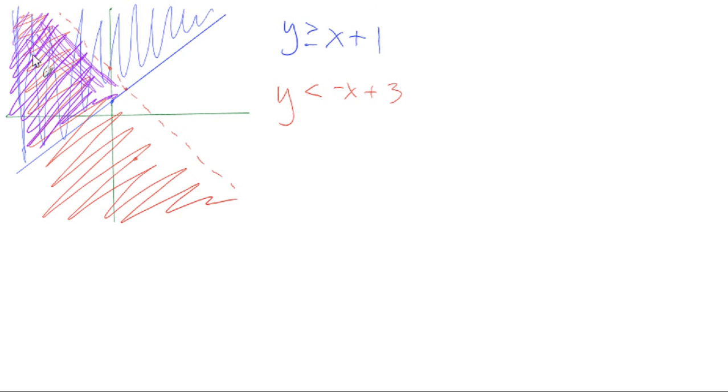So there you go. The solution to a system of inequalities is a graph, and it's just showing the overlap of the two solutions. Okay? And if there are 3 inequalities, it'll be the overlap of all 3.